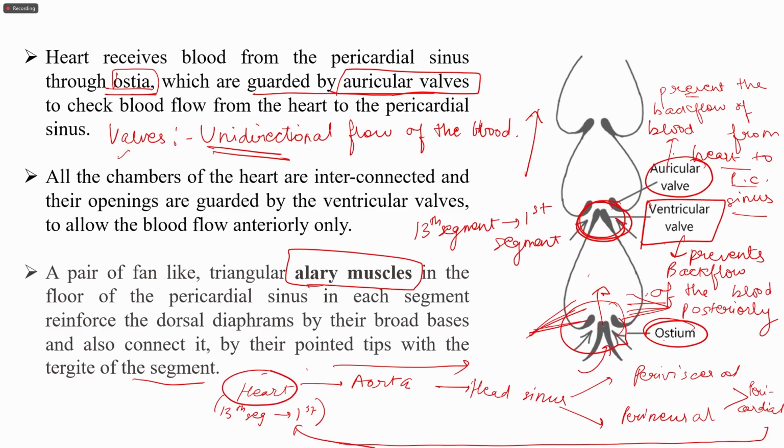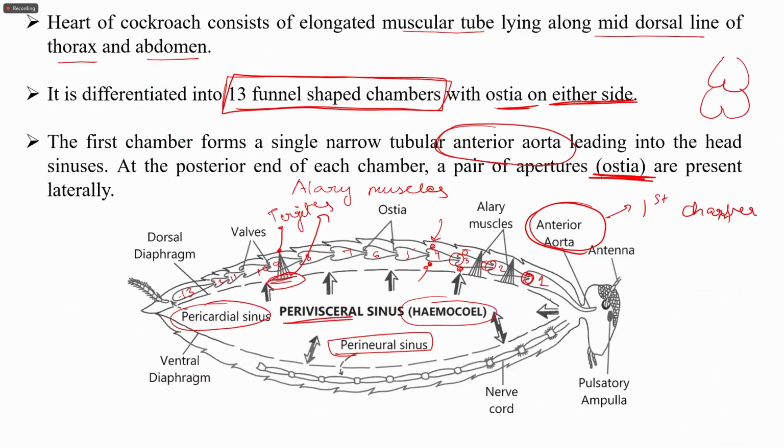Through the aorta, it reaches the head sinus, and from there it reaches the perivisceral and perineural sinus. From the perivisceral to the perineural sinus, it reaches the pericardial region, and from the pericardial region, it again enters into the heart. So this is the circulatory system of the cockroach, where it contains 13 segments, 13 chambers. So the heart is a 13 funnel-shaped chambered structure with ostia on either side. These ostia allow the inflow of the hemolymph into the different structures.